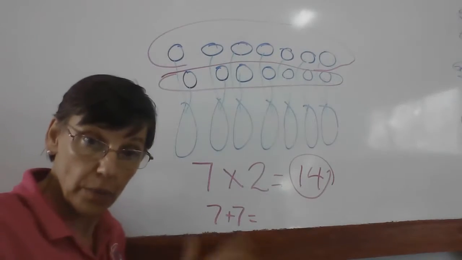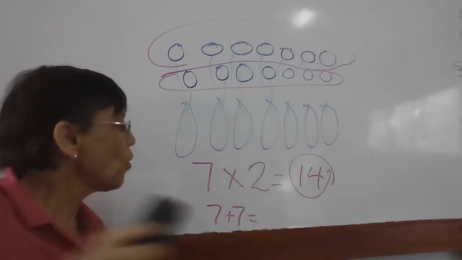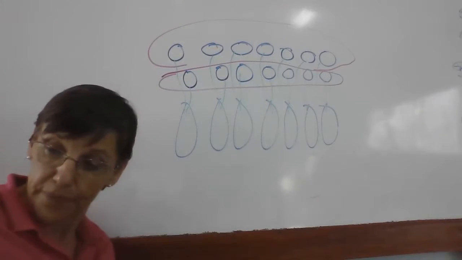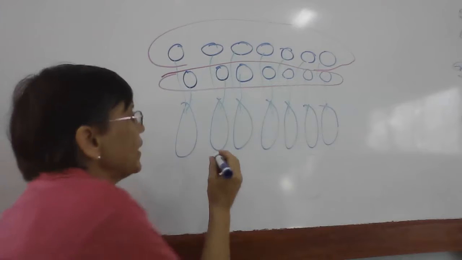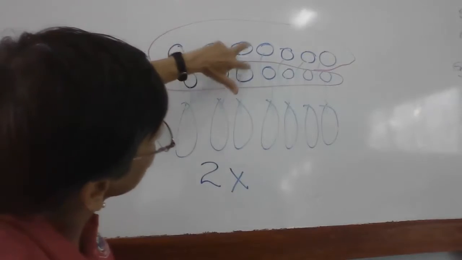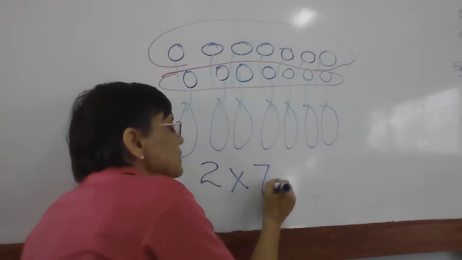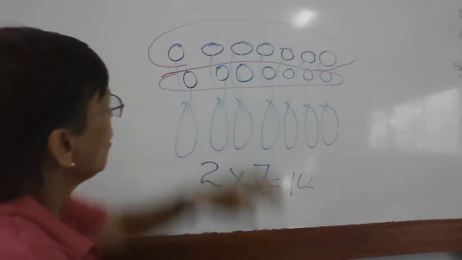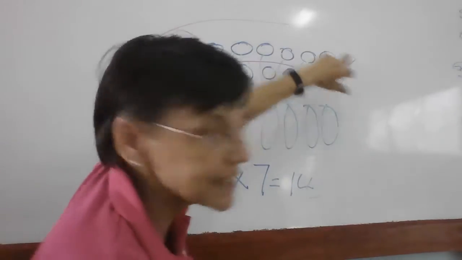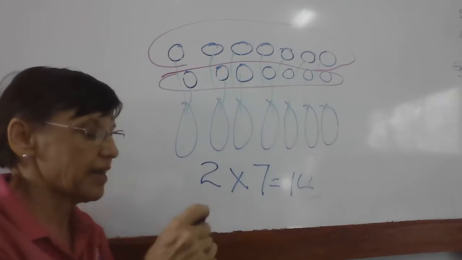Right? Or, we can do it this way. We can say we have 2, how many times? 1, 2, 3, 4, 5, 6, 7. We have it 7 times. 1, 2, 3, 4, 5, 6, 7. 2, 4, 6, 8, 10, 12, 14. They're the same thing, aren't they? Okay, so that's how it works.